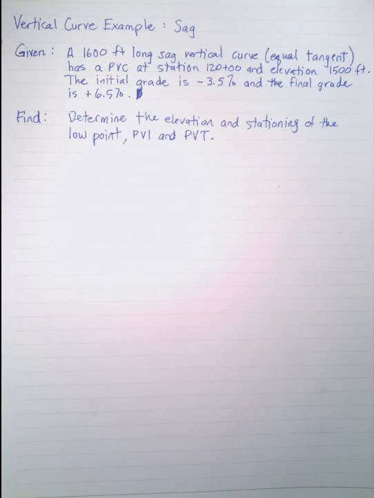Okay, here's an example of a vertical sag curve. And as you can see, we're given some information. The curve is 1,600 feet long with equal tangents. The PVC is located at station 120 plus 00, and that's at elevation 1,500 feet. The initial grade is negative 3.5%, and the final grade is plus 6.5%.